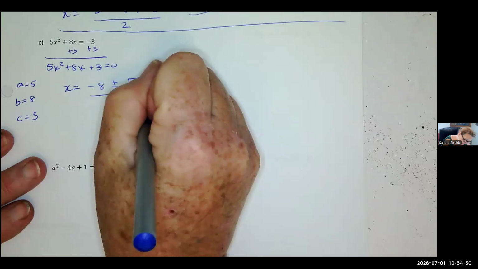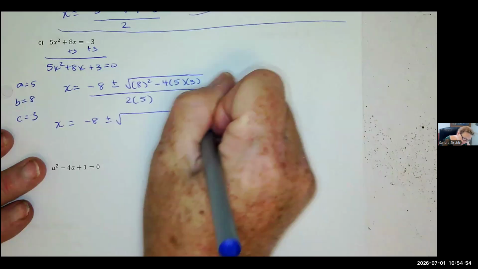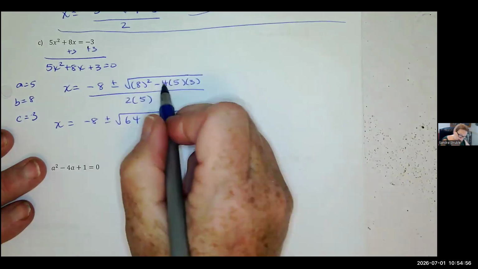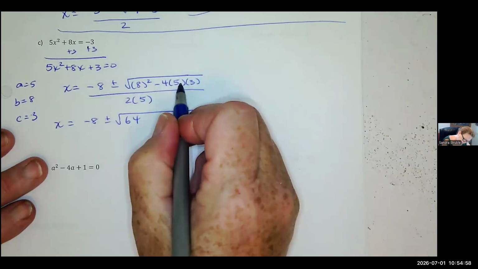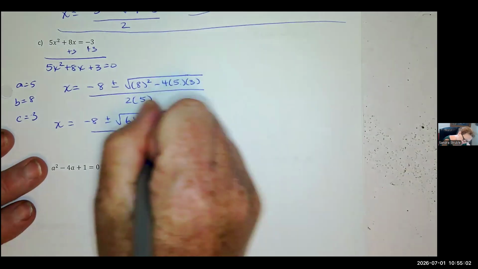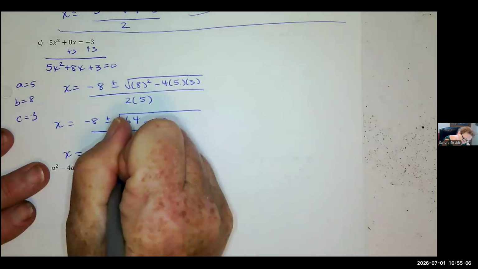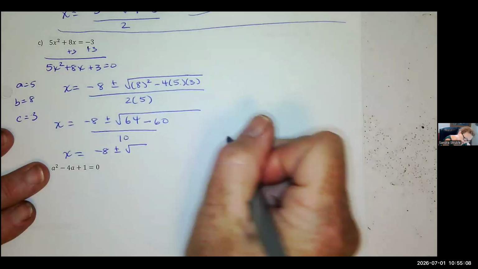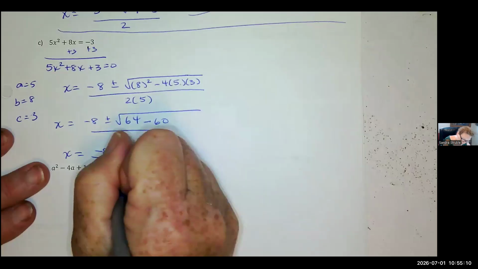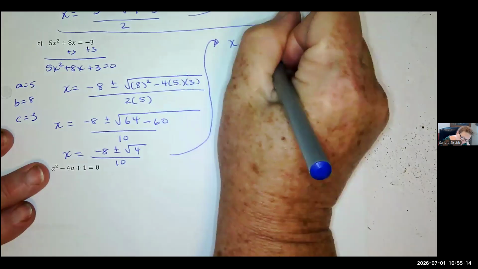Let's simplify. 8 squared is 64. 4 times 5 is 20. 20 times 3 is 60. 2 times 5 is 10. 64 minus 60 is 4. All over 10. Square root of 4 is 2 over 10.